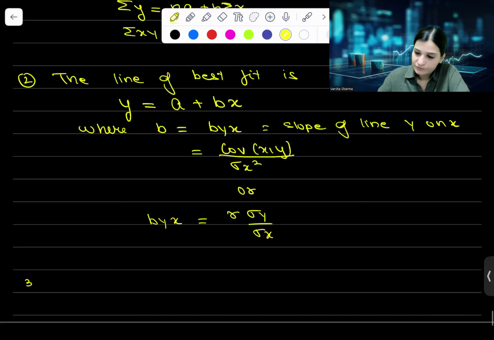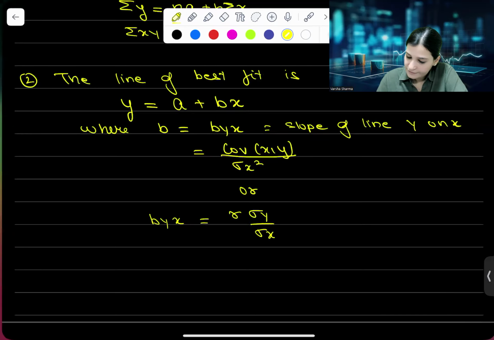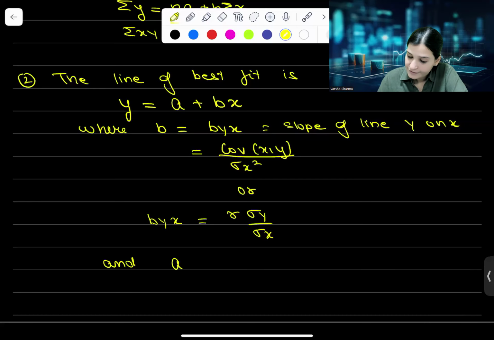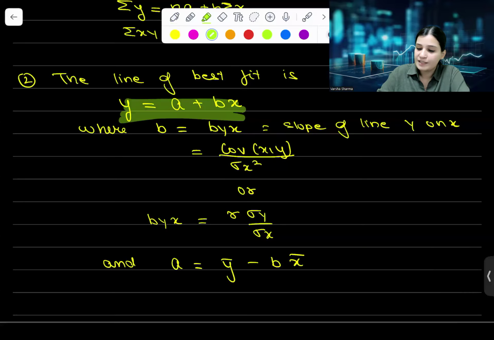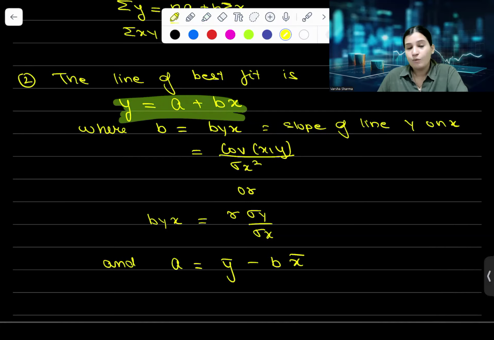There is one more formula, and a is y bar minus b x bar. b and byx are the same thing. Then we put these values in this particular equation, y is equal to a plus bx, where x and y are variables. A and b values we will obtain and put here. Once you get this equation, if x is provided and you have to find out y, this is what you will use.